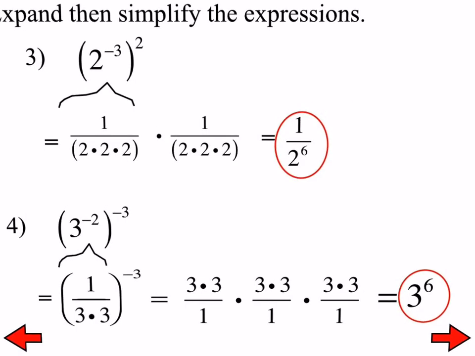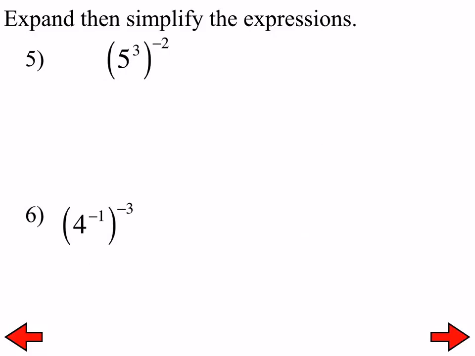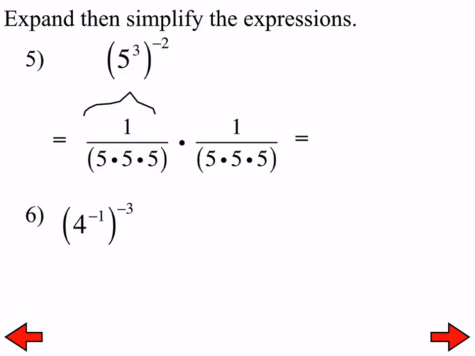Okay, go ahead and do 5 and 6, and then stop there. I want to make sure you're doing it correctly. So 5, 5, 5, and I didn't use the negative 2 yet, so I'm going to leave it there. Or in my work here that I just showed you, I already flipped it. So twice of that would be 1 over 5 to the 6th.